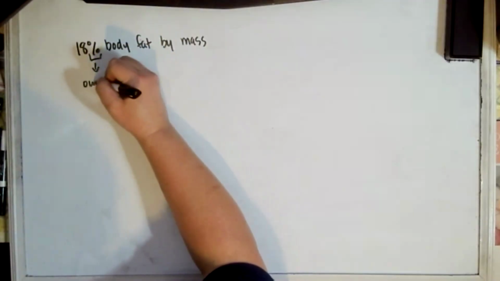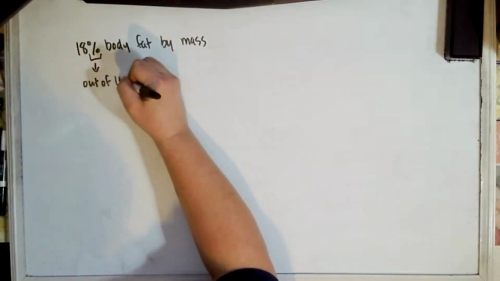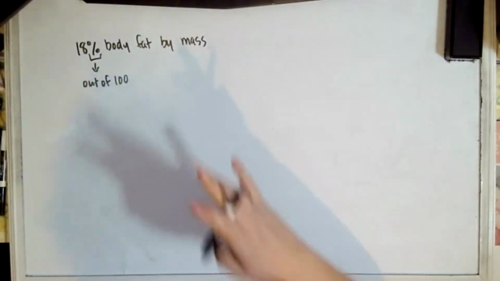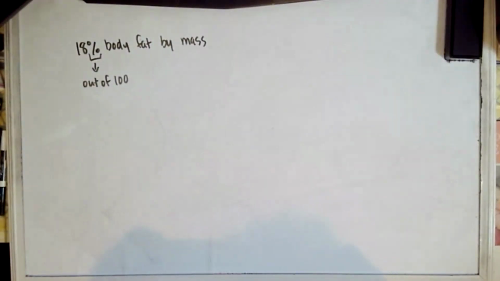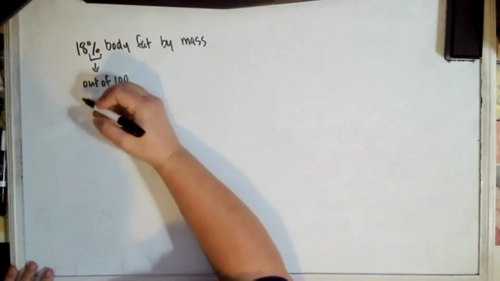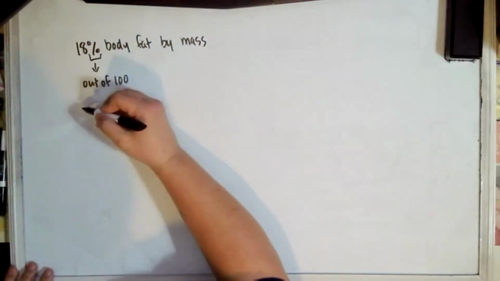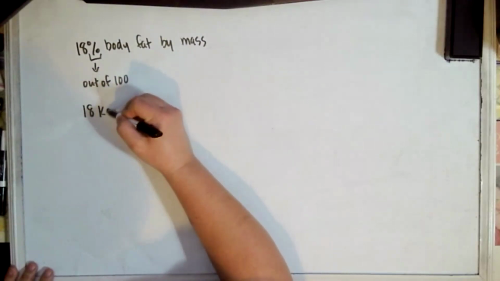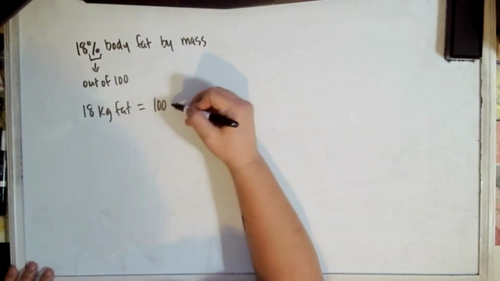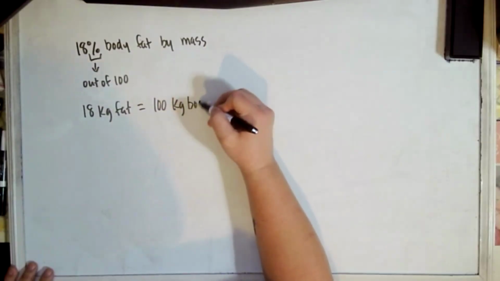When you have a percent, that just means that you're looking out of 100, like your total is 100. So you can use kilograms as your unit to measure your mass. You don't have to use kilograms though. You can write out, like they did in the example, that what this means is that you have 18 kilograms of fat for every 100 kilograms of body mass.